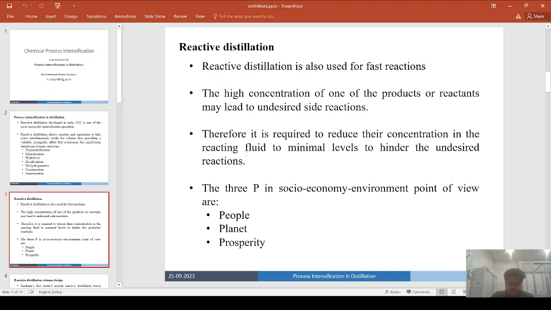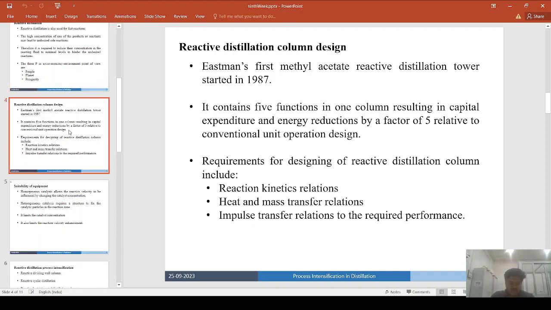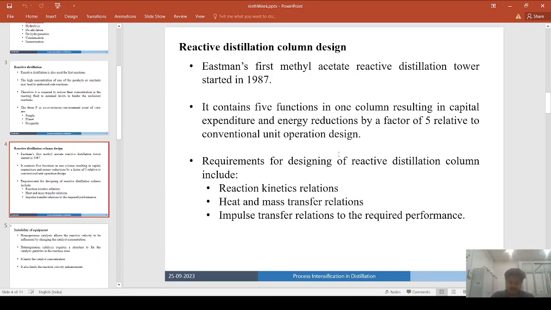Now let me discuss the reactive distillation column design. As we have discussed the importance of reactive distillation, now let us discuss the design aspects, what the different designs are that we can use for the reactive distillation column.